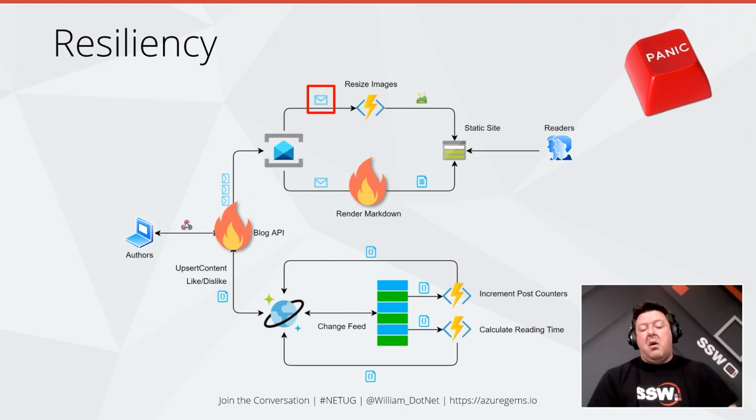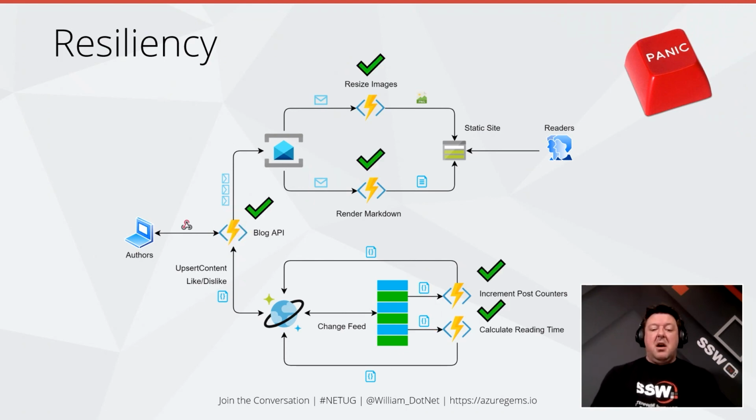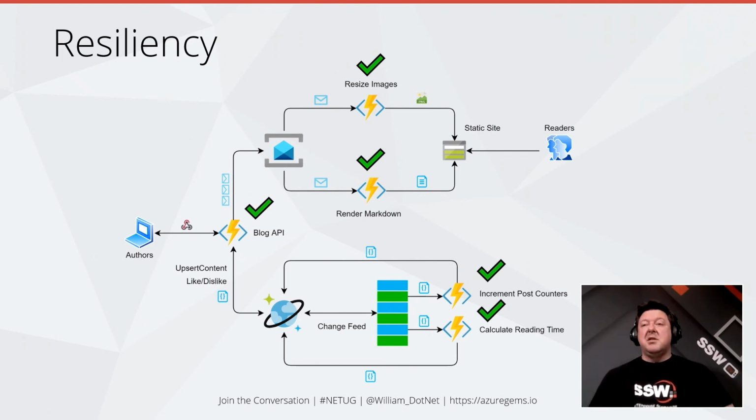Same with our Cosmos DB change feed functions. When they come back online, they can look at the change feed and say, hey, there was some content added. In the last 5 minutes or however long I've been down, I can start feeding those documents in and process them. I can count the number of likes or dislikes. I can calculate the reading time, save it back to the database, and it's all fine. Nothing's really been lost. And same for our render markdown function. When it comes back online, it can continue processing. So actually, everything's quite cool. It's all back to green. We had not lost anything. Happy days. And we can stop panicking.